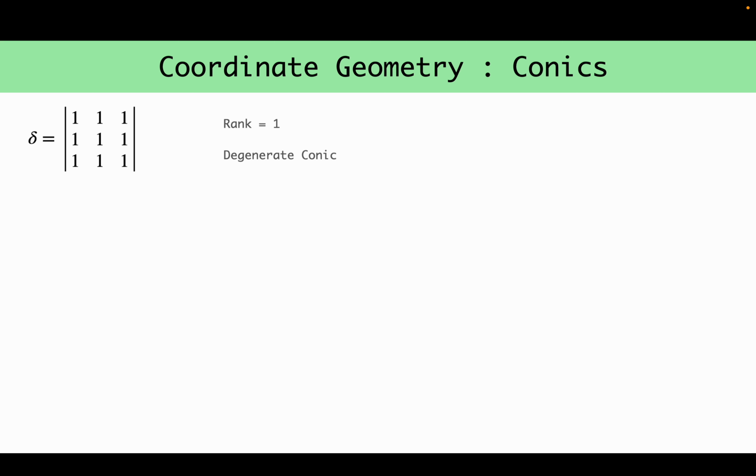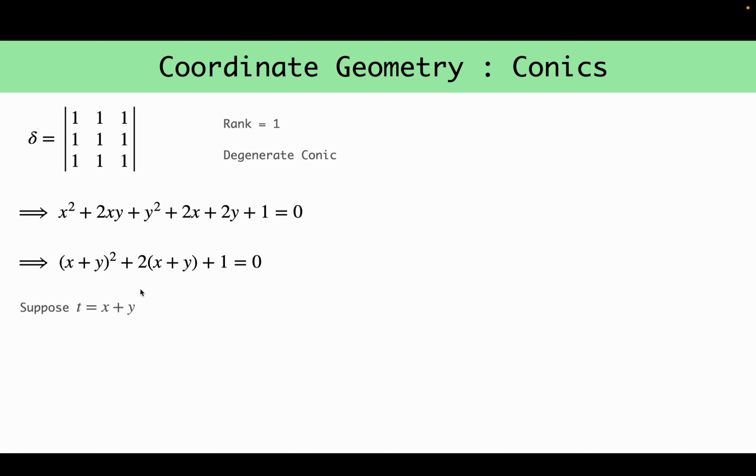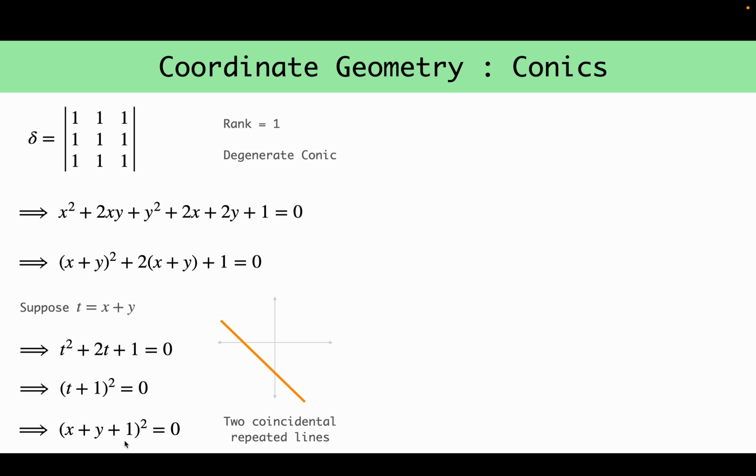So let's see how the equations would look like. So this is the equation when you multiply x, y, 1 to both sides and represent. This is the quadratic form which we get, but when you simplify this we get as follows. And when you substitute t equal to x plus y, you get this, and t plus 1 whole square is equal to 0, which means that x plus y plus 1 whole square equal to 0. So this does not represent any proper conic. It is actually a line with two coincident repeated lines. The same line is getting repeated here.